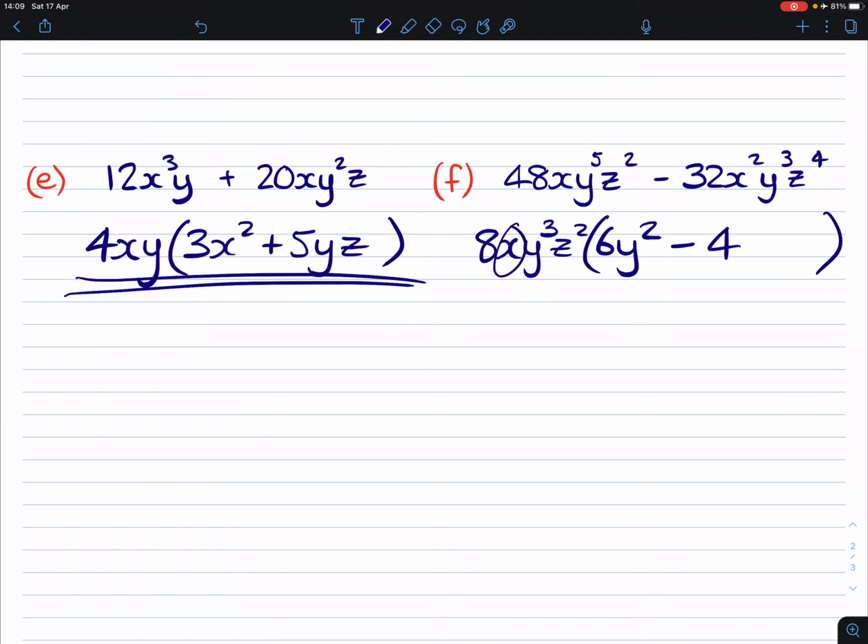X squared divided by a single x leaves us with 1x left over. Y cubed divided by y cubed is gone, and then z to the power of 4 divided by z squared leaves us with a z squared. Done.